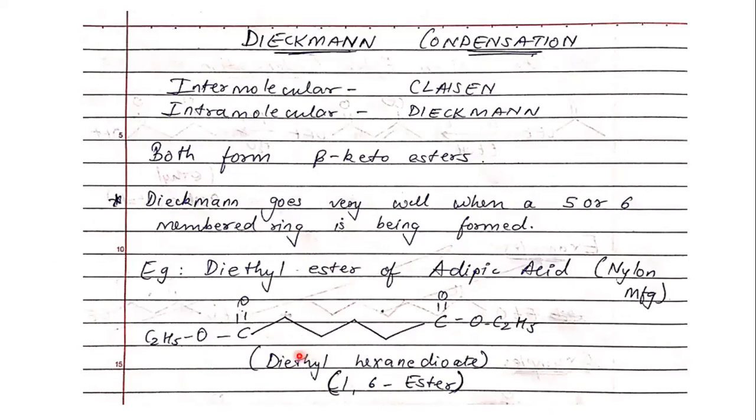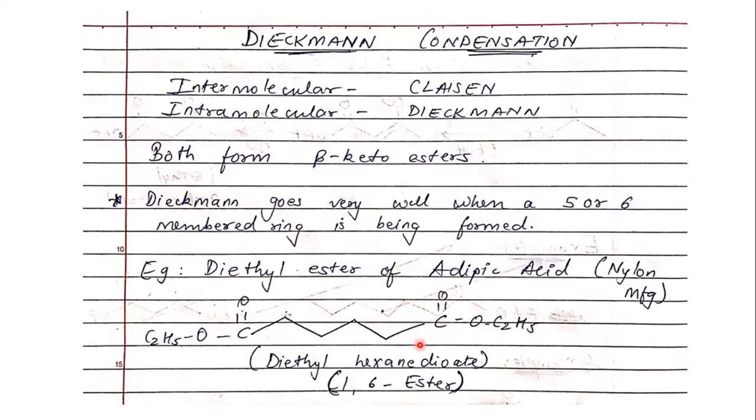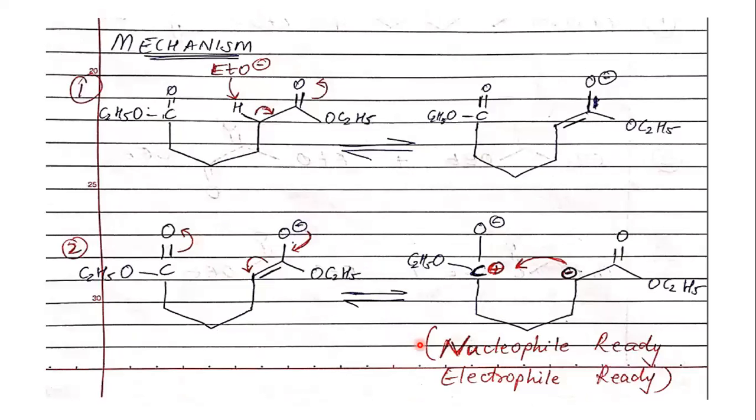Remember, because you are starting and using only one reactant, this reactant now has to behave both as an electrophile and as a nucleophile. In Claisen, you had two starting materials, so one could be used as an electrophile, the other as a nucleophile. Whereas here, because you have only one starting material, this compound has to behave both as a nucleophile and as an electrophile. So the first step is, again, this reaction is carried out in the presence of sodium ethoxide as a base and ethanol as a solvent, same as your Claisen condensation.